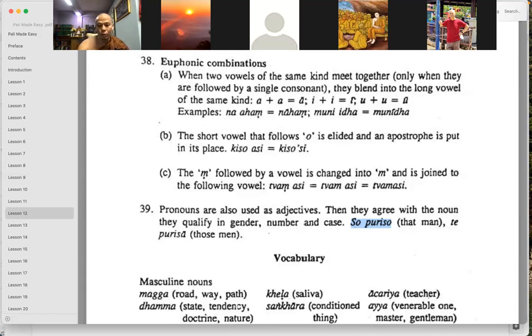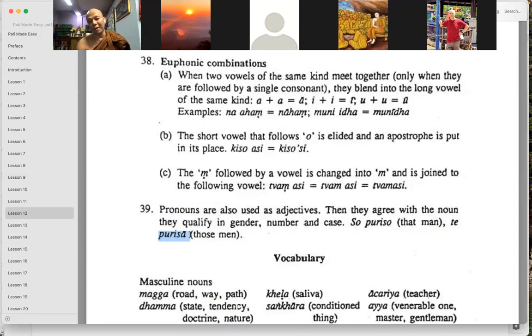At that time, they are the same in gender, number, and case. So is nominative case, singular, masculine gender. Puriso is also nominative case, singular, masculine gender. In this way it must agree. Te purisa, te Buddha: te is nominative case plural, and purisa is also nominative case plural. Te purisa, those men. At that time, we cannot translate it as just 'the man'.